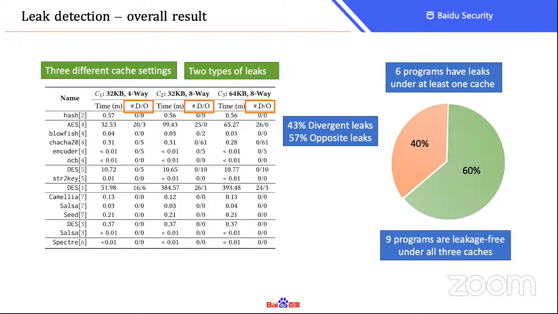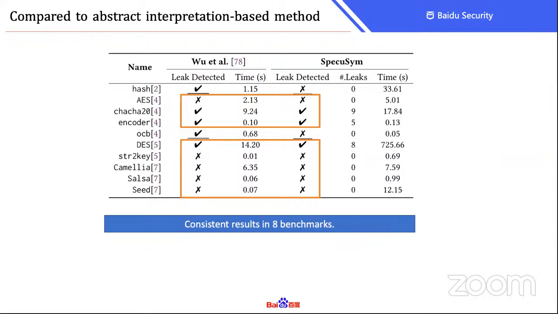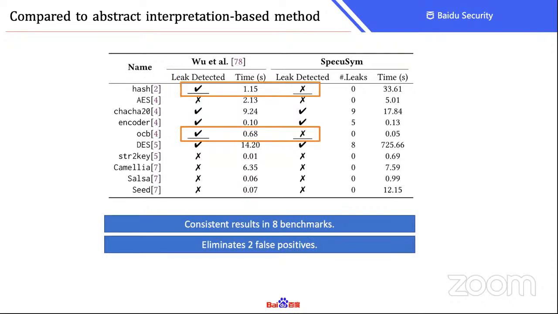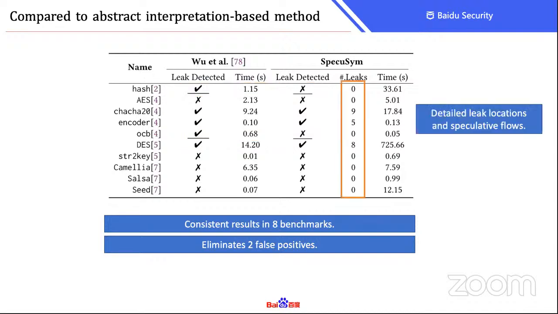In the detected leaks, 43% are divergent leaks, and the rest 57% are opposite leaks. We also compared Speculative with the state-of-the-art abstract interpretation-based method. Experiments show that they have consistent results in 8 benchmarks, but Speculative identified 2 false positives from that method. Moreover, Speculative can also provide detailed leak locations and the speculative flows for in-depth study.